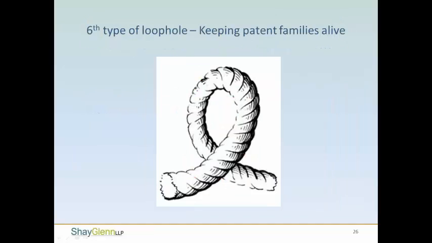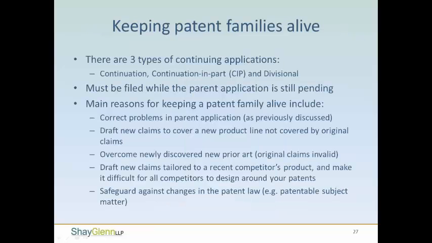And the sixth type of loophole, as I alluded to before, is keeping your patent families alive. I'll tell you why this is important and how you can tell whether you've done this or not. And this is different than paying a maintenance fee on an issued patent. When you've got an issued patent, you have 4, 8, and 12 years after issuance to pay a maintenance fee to keep that patent in force.